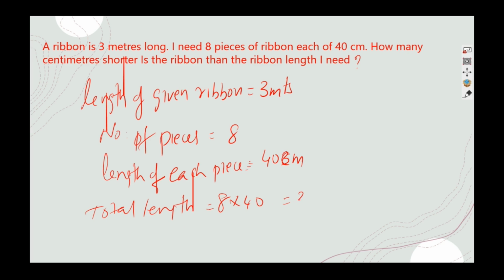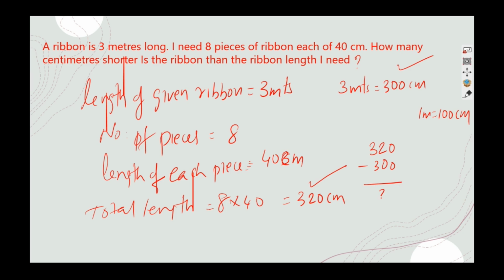Total length required is 320 centimeter, and 3 meter is a given one. It is equal to 300 centimeter. Why? Because 1 meter is equal to 100 centimeter. So in that case we have 300 centimeter long ribbon, but we need 320 centimeter. So naturally 320 minus 300, 20 centimeter shorter the given ribbon is. 20 centimeter shorter. The question asks how much shorter the given ribbon is.